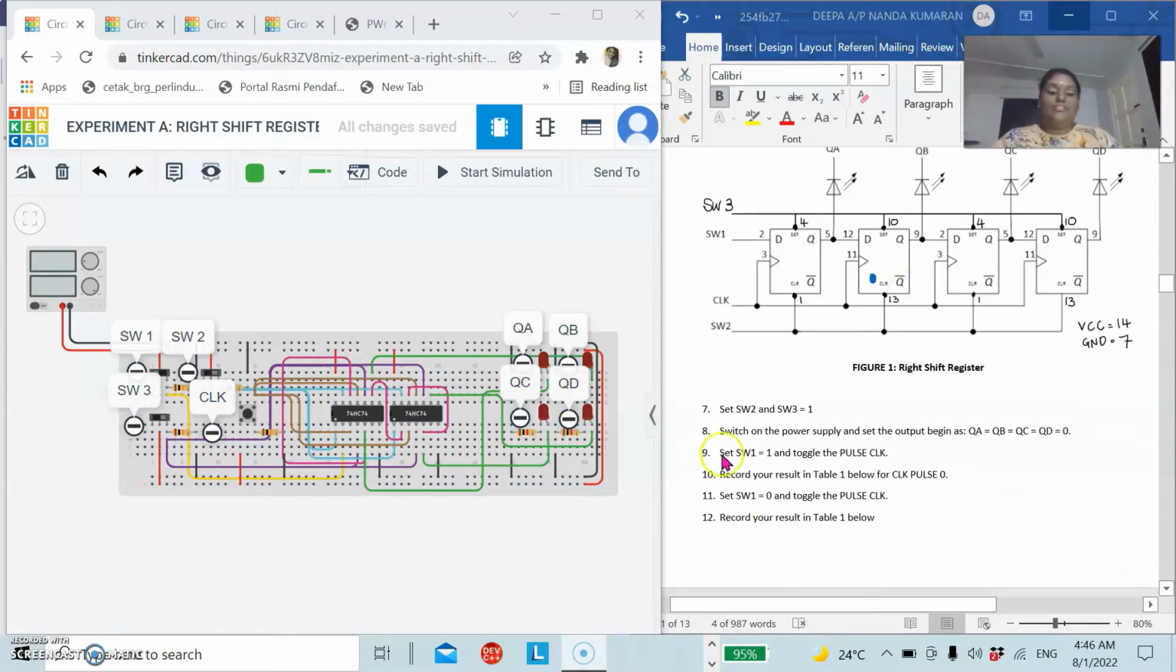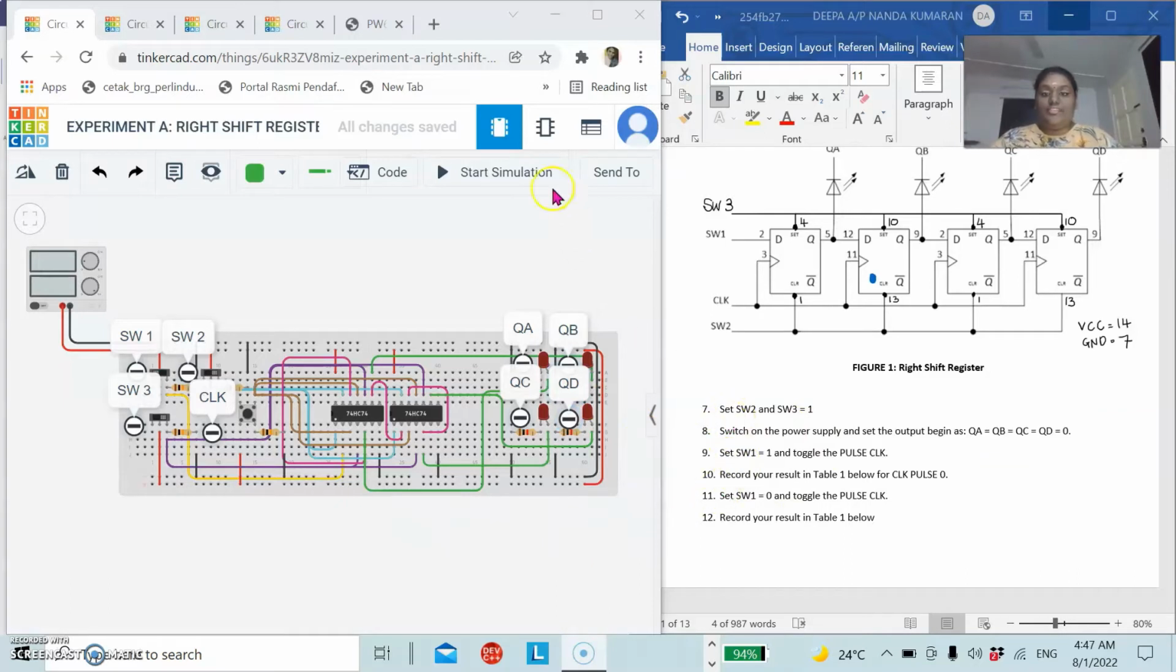So this is my lab sheet for experiment A, and this is my circuit for experiment A, which is the right shift register. In this circuit I was using 3 slide switches and 1 clock with a resistor value of 10 kilo ohm, and then a dual D flip-flop IC, which is IC 7474, and 4 LEDs with 4 resistors with value 1 kilo ohm. So let's start our process.